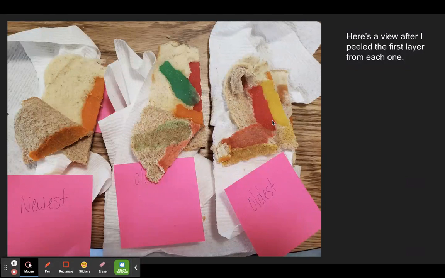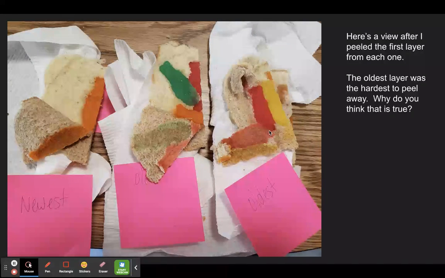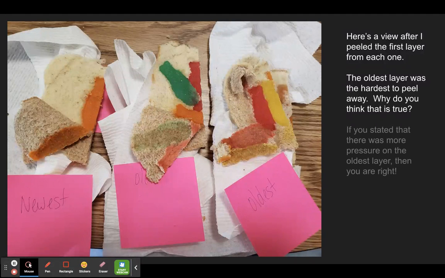You see the first one to the last one. The oldest layer was the hardest to peel away. This one right here. Why do you think that is true? I think you already know the answer to this. If you stated that there was more pressure on the oldest layer, then you are right.